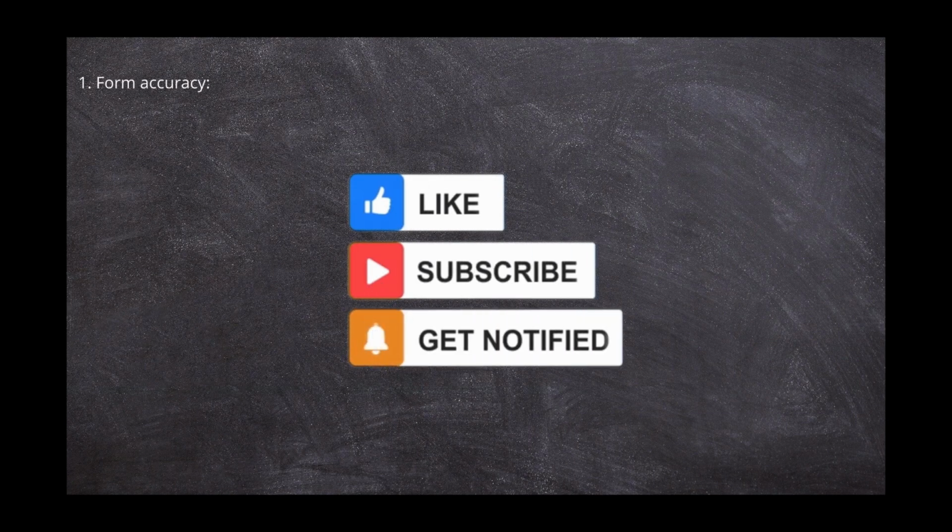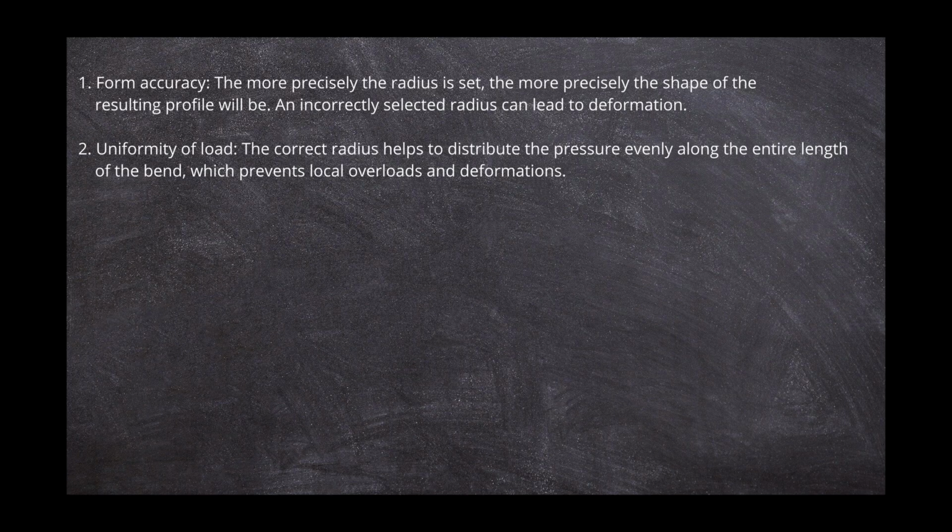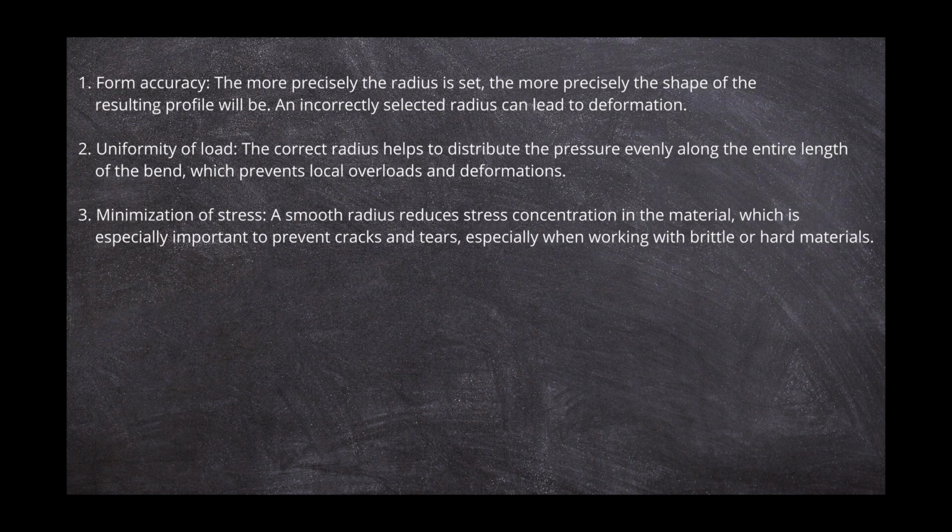1. Form accuracy. The more precisely the radius is set, the more precisely the shape of the resulting profile will be. An incorrectly selected radius can lead to deformation. 2. Uniformity of load. The correct radius helps to distribute the pressure evenly along the entire length of the bend, which prevents local overloads and deformations. 3. Minimization of stress. A smooth radius reduces stress concentration in the material, which is especially important to prevent cracks and tears, especially when working with brittle or hard materials.